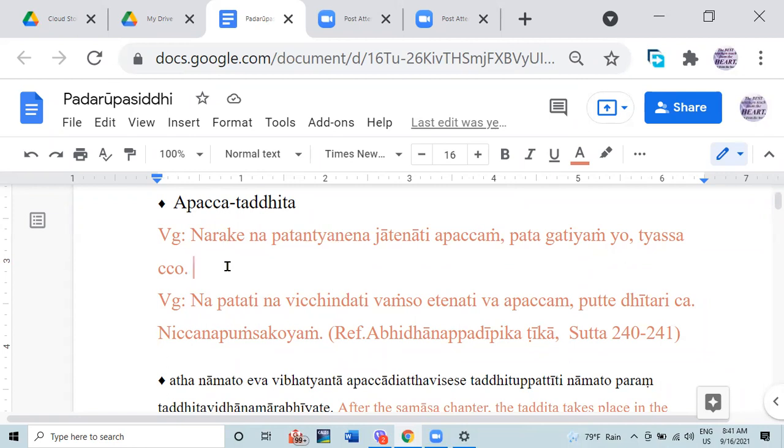Okay, Sayadaw. But then can we take it as the accusative plural? No. Accusative plural? No. I'm also not sure about this one. It's okay, Sayadaw. I will check later.